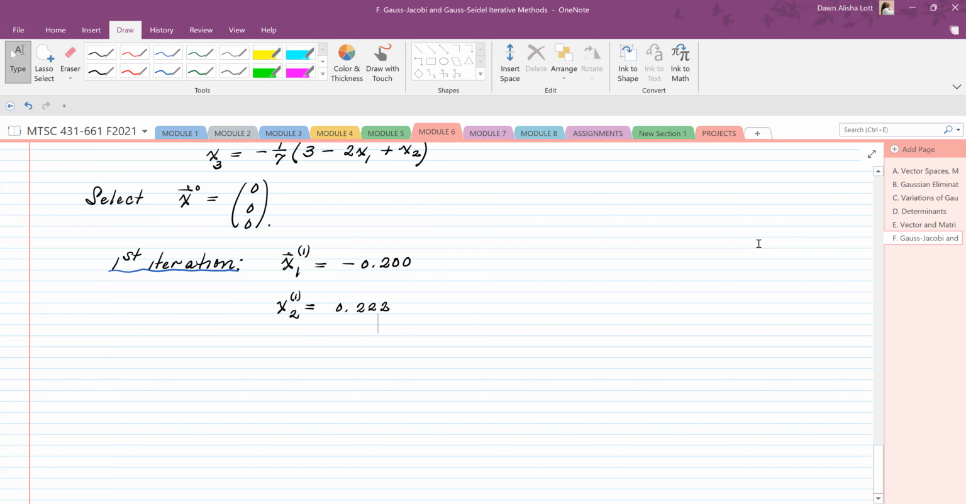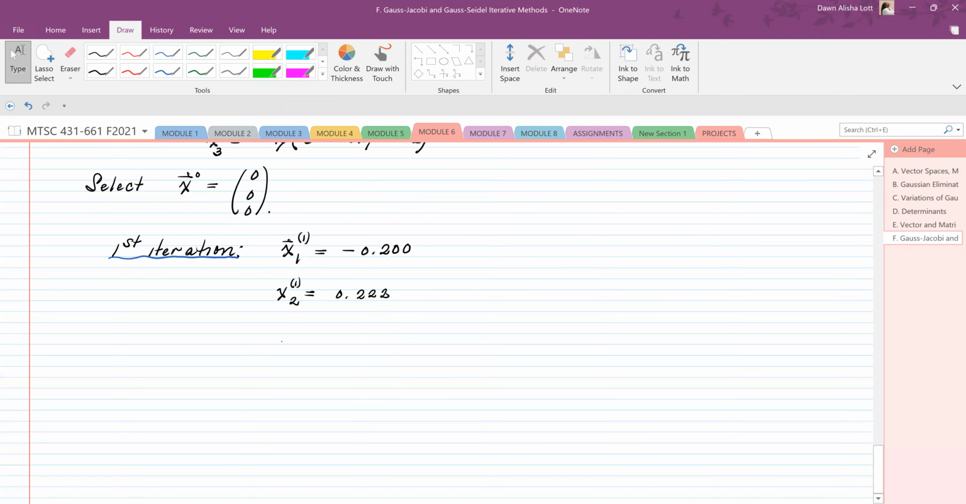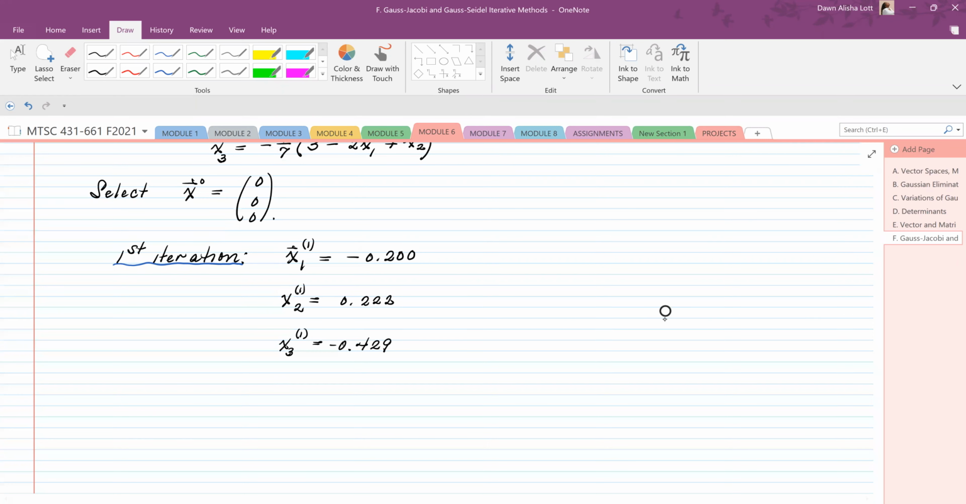Actually, that's 2/9. Yes. And then x3 of the first iterate becomes -3/7, which is minus 0.429. Okay, so that's my first guess. Now I'm going to put those numbers in.